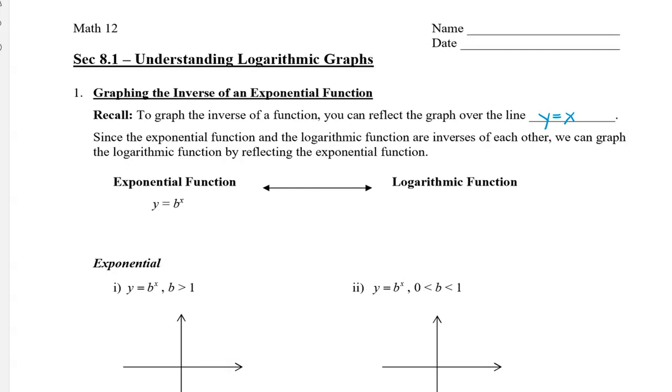So recall that the exponential function is y equals b to the power of x. To find the inverse, we swap our x and y, and we get x equals b to the y. Now remember, this is exponential form. Then we can change this to log form, and this will be y equals log base b of x.